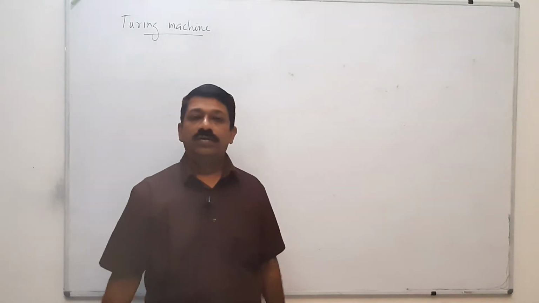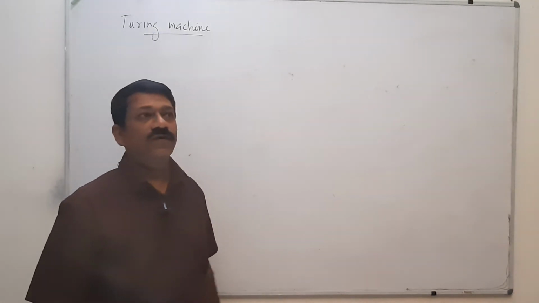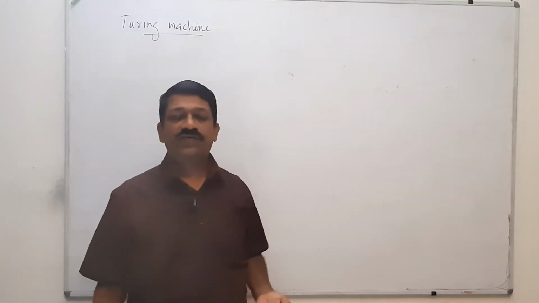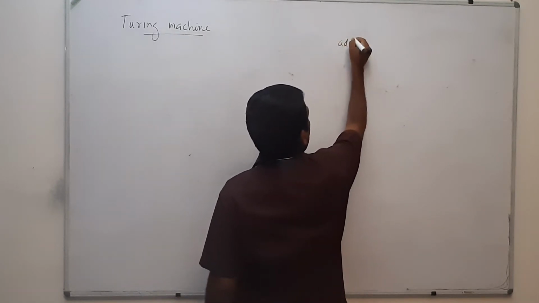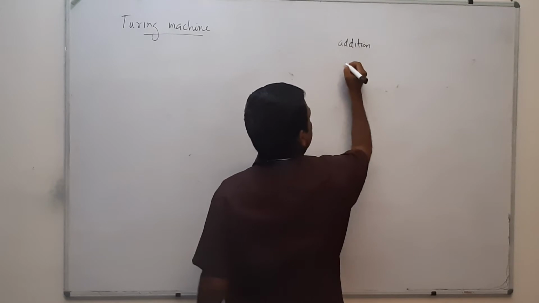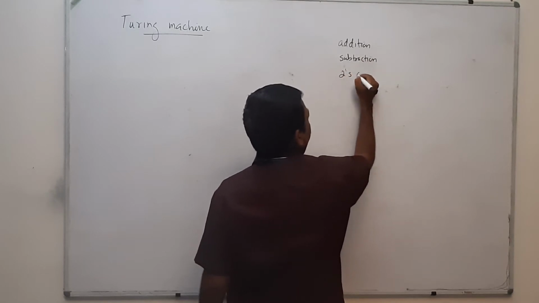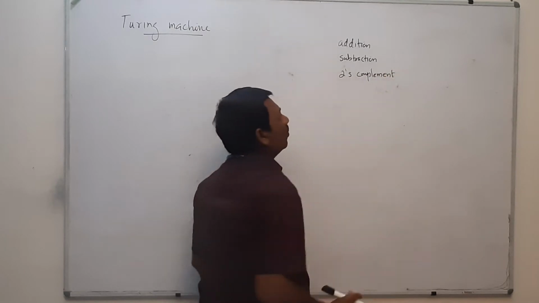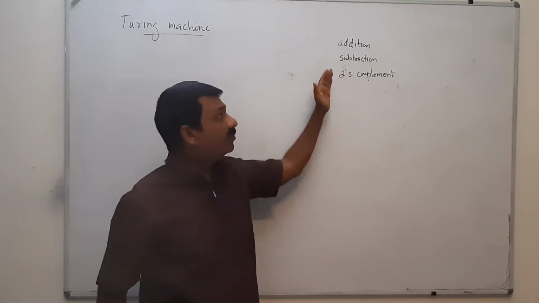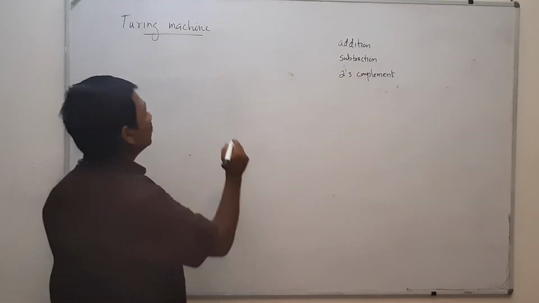Good morning. Today we are going to discuss how a Turing machine can be used for computing functions. For example, addition is an operation, subtraction, two's complement is another operation. For all these operations, that means integer operations, we can use a Turing machine.